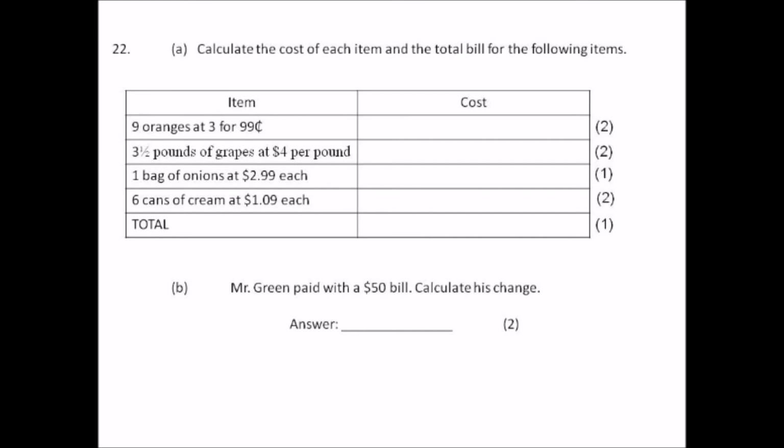And then once you've done that, Mr. Green paid with a $50 bill. Calculate his change. 2, 4, 5, 6, 7, 8, 9, 10.